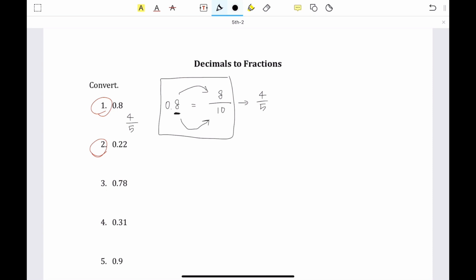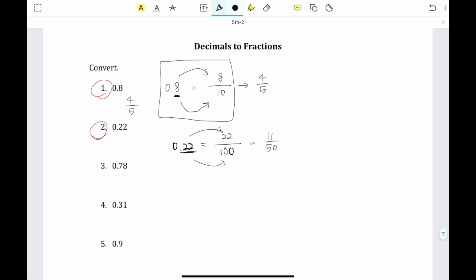Now number 2, 0.22. Now this one goes to the hundredths place, and it works exactly the same way. Since it's hundredths place, your denominator will be 100. And your numerator will become 22. And again, make sure you simplify. So 22 over 100 is 11 over 50 simplified. Now I'm going to show you again that this process works through division. So 11 over 50 over here is the same thing as 11 divided by 50, with 11 being your dividend and 50 being your divisor.